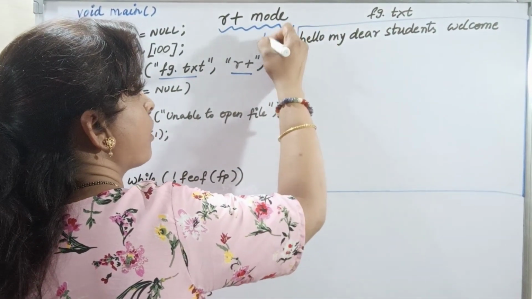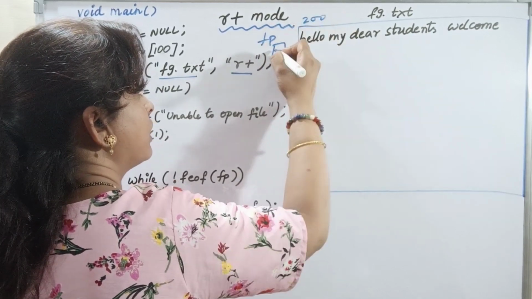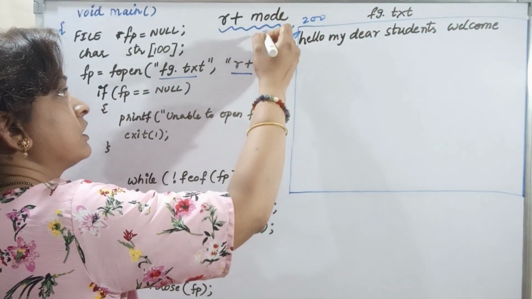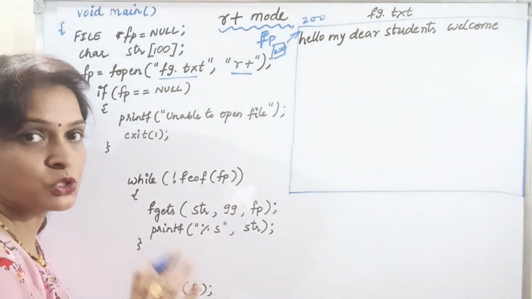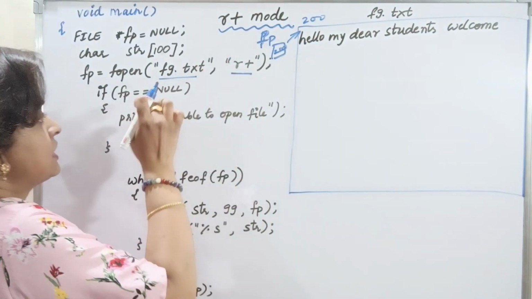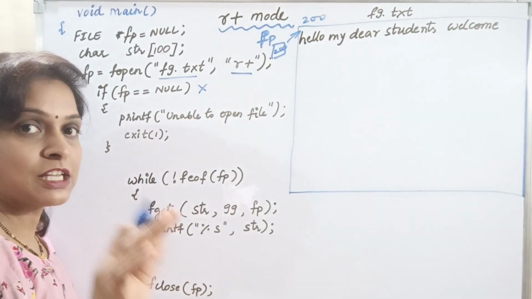So the file pointer fp, say some location, say 200, will be pointing to this location. I am getting the address of this, so it is not pointing to null. So fp is pointing to f9. Is fp equal to null? No. So this block will not be executed. Let us assume the file exists.